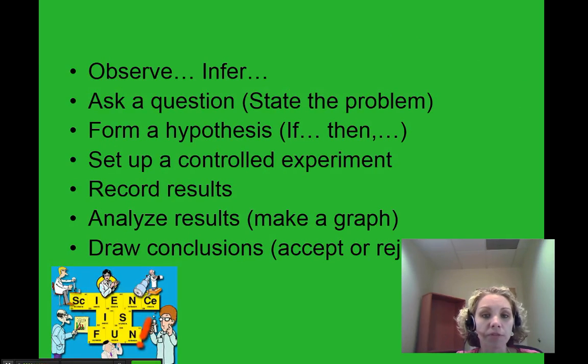You may recall from some previous science classes learning the steps of the scientific method. Here's a basic outline of how the steps usually go. First, we observe and infer. We ask questions or state the problem. We form a hypothesis, which should be an if-then statement. If this is true, then this should happen. Or if I change this, then here should be the results. We set up a controlled experiment, record our results, and analyze our results. That usually means making a graph or some way of displaying our data. And then we draw conclusions, and when we draw conclusions, we either accept or reject the hypothesis.